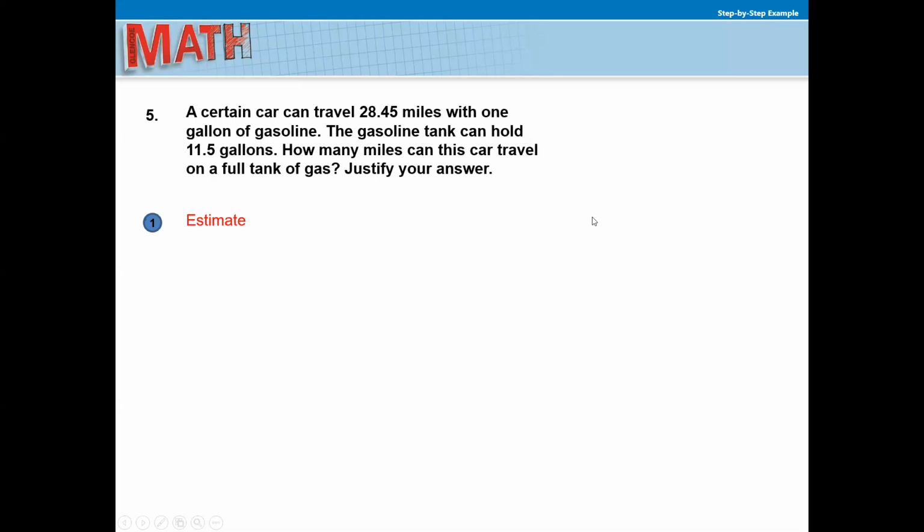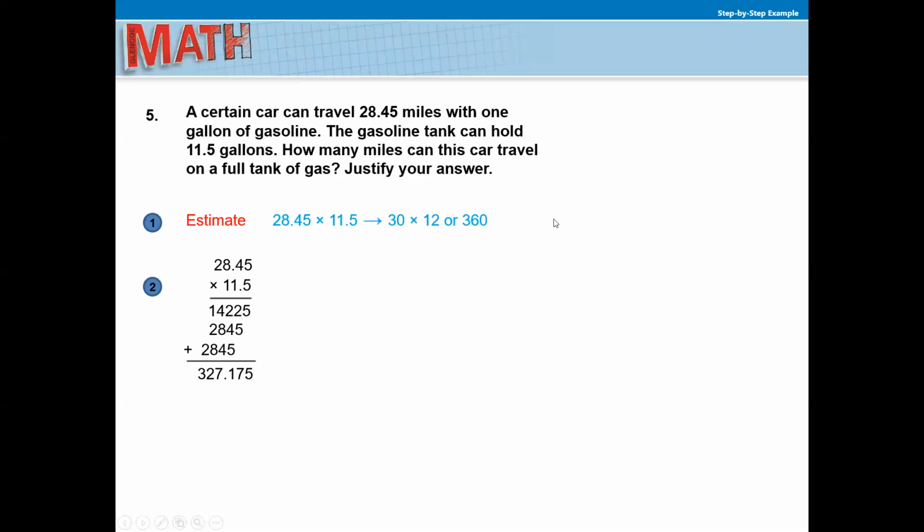So we're going to start with estimating. 28 45 hundredths times 11 5/10. They round the 28 to the nearest 10 and get 30, and round the 12 off to the nearest 1, or 30 times 12. We know that 3 times 12 is 36. We add the 0 and get 360.